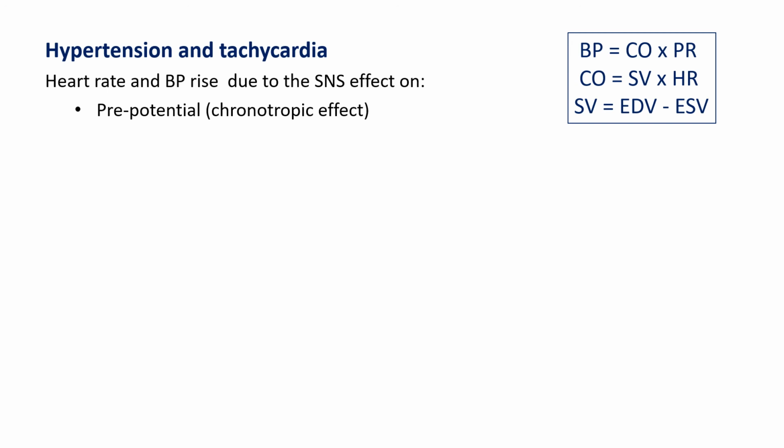So we have an effect on the prepotential. This is our chronotropic effect. The sympathetic nervous system sensitizes the funny channels. Our prepotential gets steeper, therefore that draws together the cardiac cycles. It draws together the heartbeats.